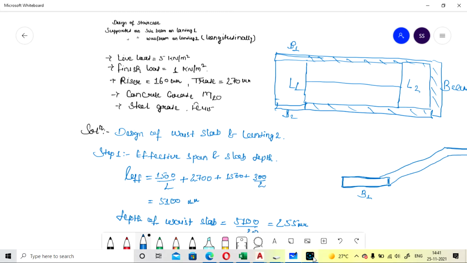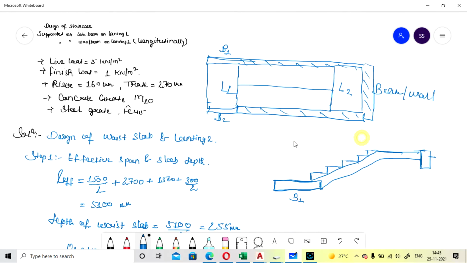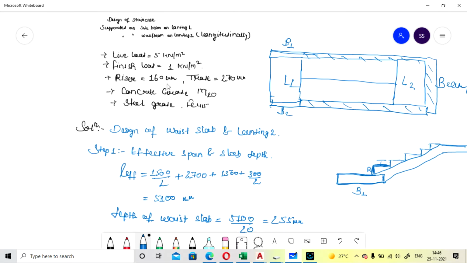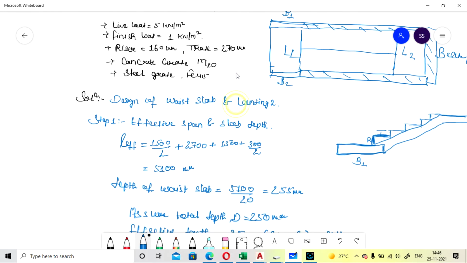So riser is this. If you go like this, these will be your steps here. So riser will be this and tread will be this. Okay, this one, riser will be this one. So we are going to consider riser as 160 and tread as 270.